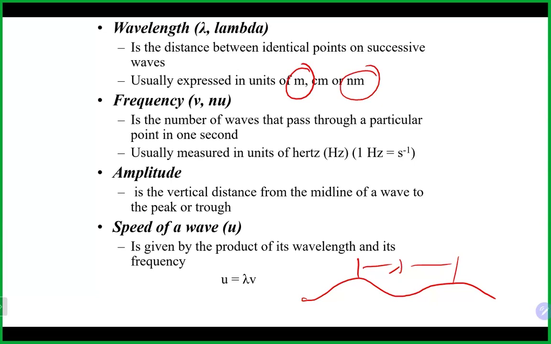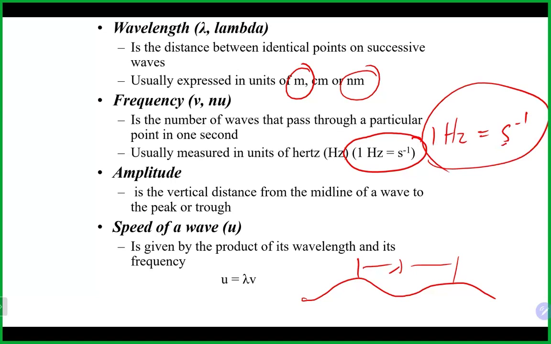Frequency, which is new, is the number of waves that pass through a particular point in a given second. It usually has units of a hertz or a reciprocal second, and they are a one-to-one relationship. So a hertz is basically the same thing as a reciprocal second. A very common frequency is given, like I said, in hertz, like when you tune your radio to 95.5 megahertz. And again, if you see a hertz, it's the same as a reciprocal second.